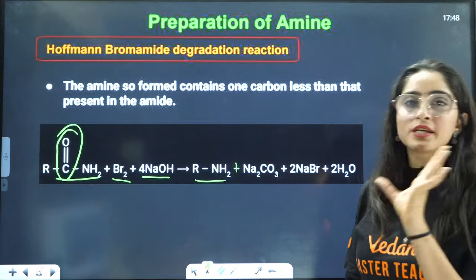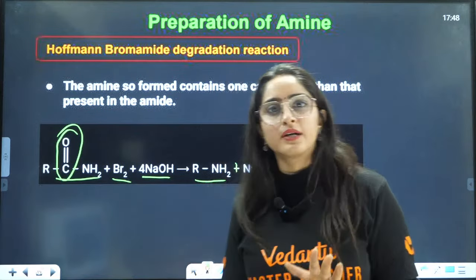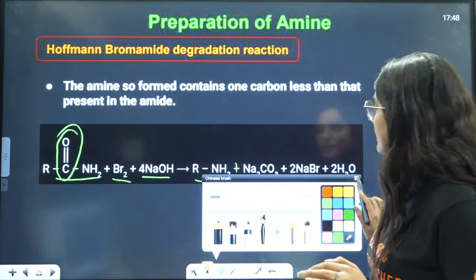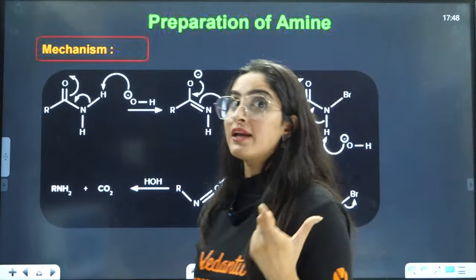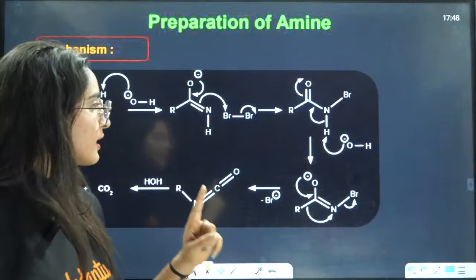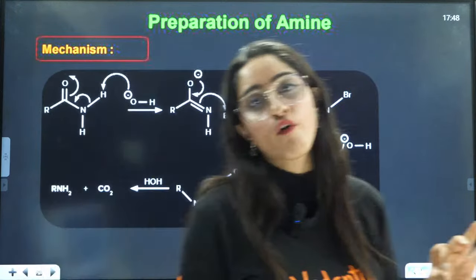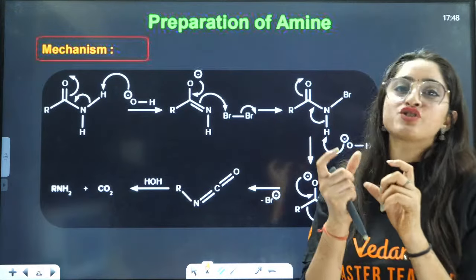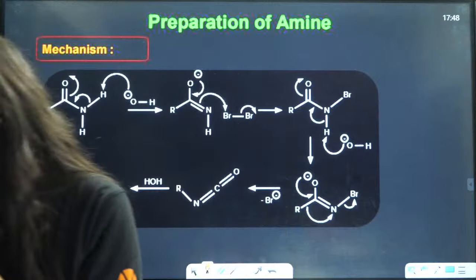It is not specified that this will be primary only or secondary only. There is no specification related to that, right? Any kind of amine can be formed here. So let us see the mechanism here. Now here one step is very important, right? There is one step which is very, very important when it comes to Hofmann bromamide degradation, right? Because there is an internal exchange, right? So you'll see what kind of internal exchange you will see here.